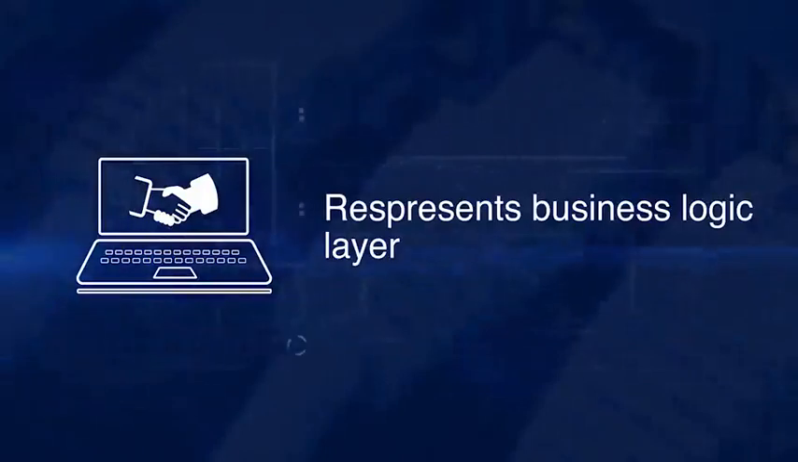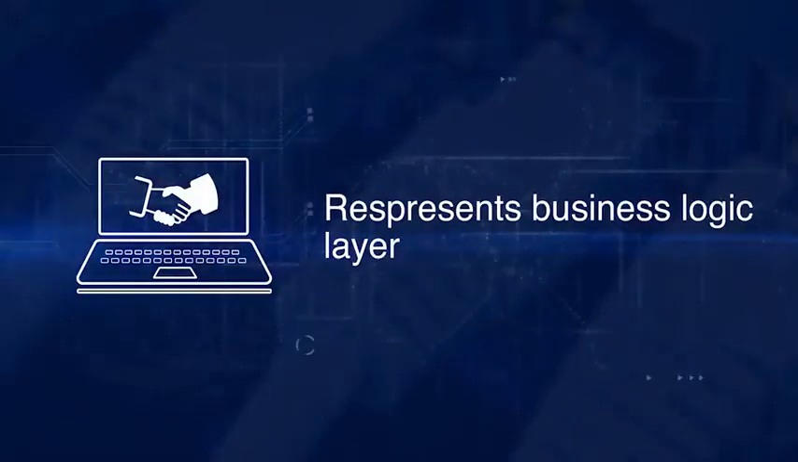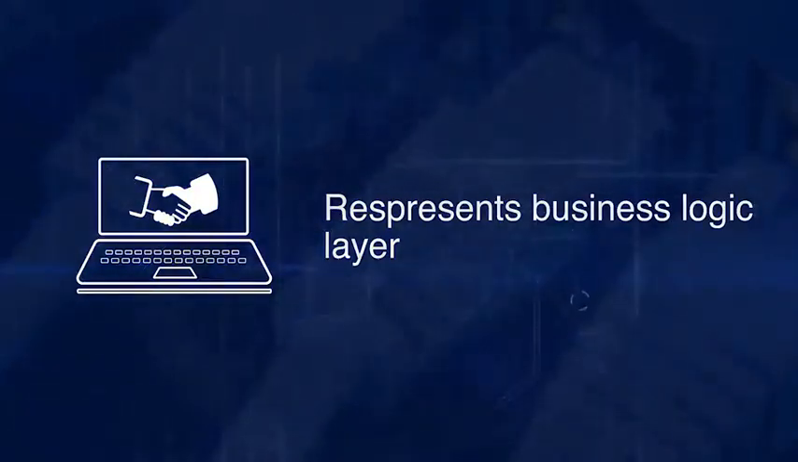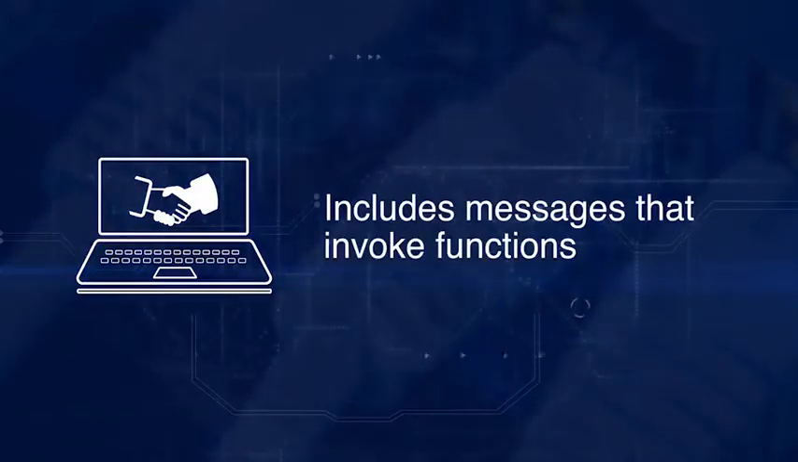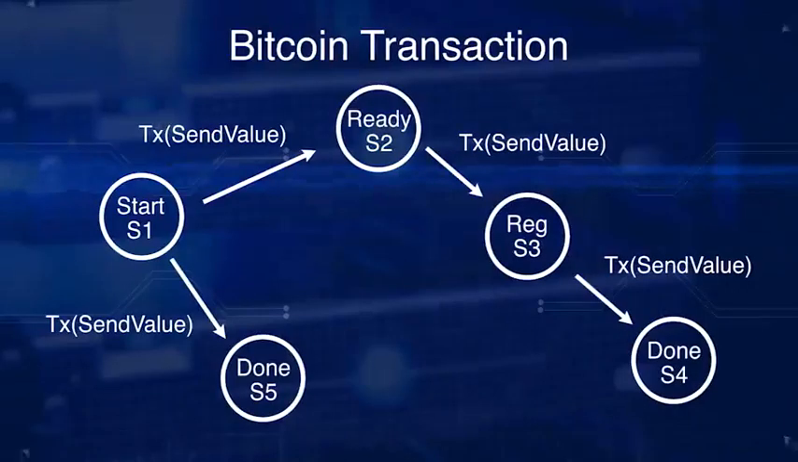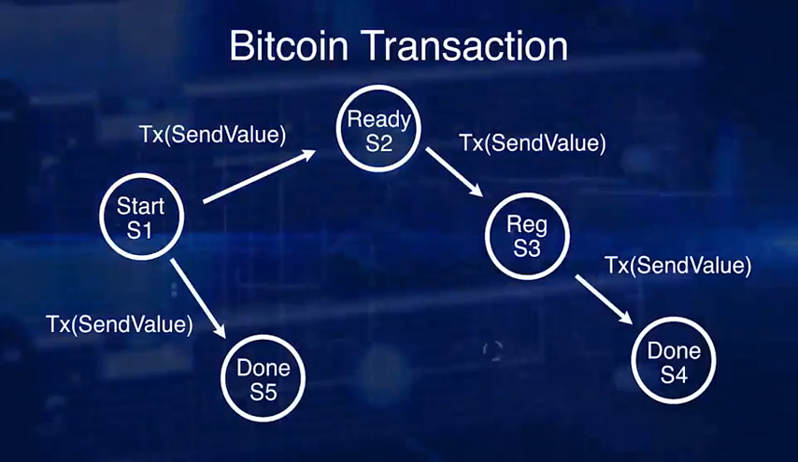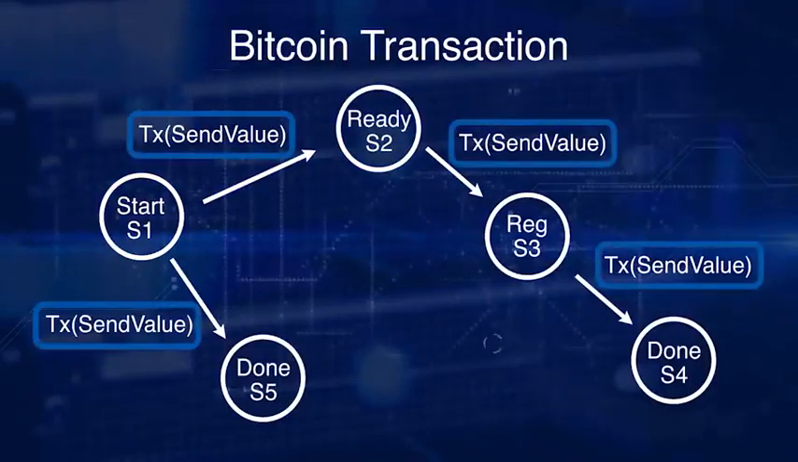The smart contract represents a business logic layer with the actual logic coded in a special high-level language. A smart contract embeds function that can be invoked by messages that are like function calls. These messages and the input parameters for a single message are specified in a transaction. Let us compare Bitcoin transaction and a smart contract transaction. As you can see, in Bitcoin, all the transactions are about send value.